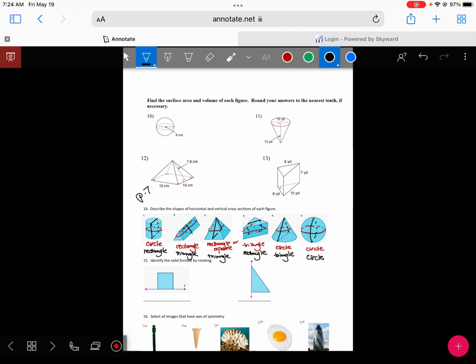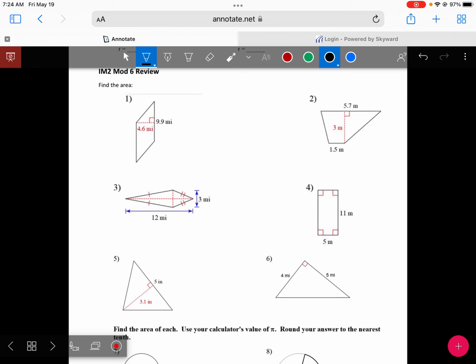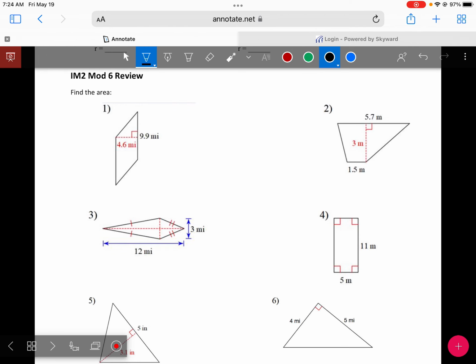Let's see here. Where did I say? Mod 6. All right, let's take a look at Mod 6. Sometimes I think what is the hardest part is figuring out what kind of shape these are. Okay, so this is page 6, Module 6 review. Problem number 1. What kind of a figure is it?